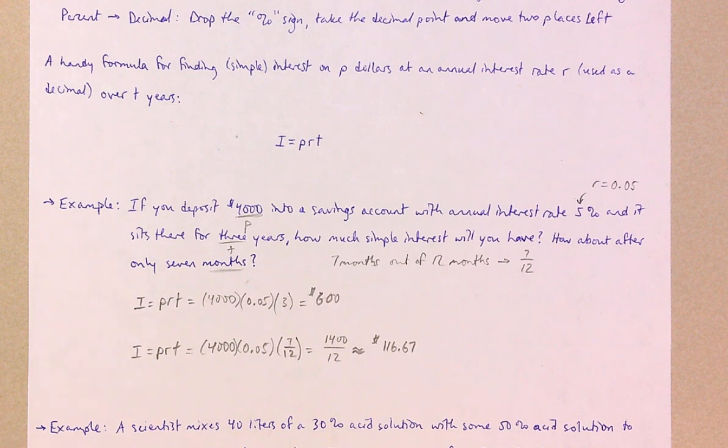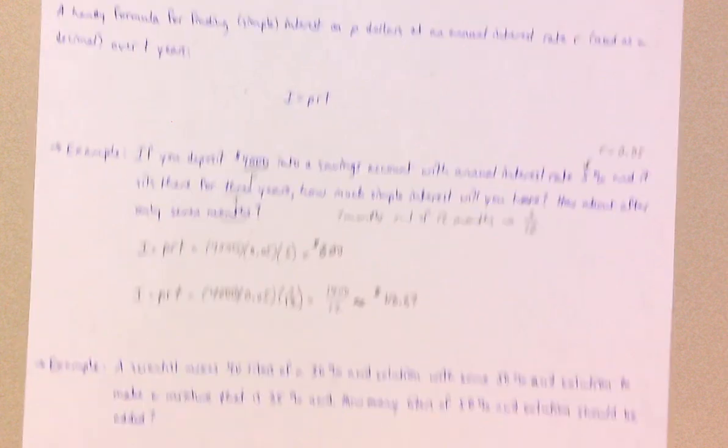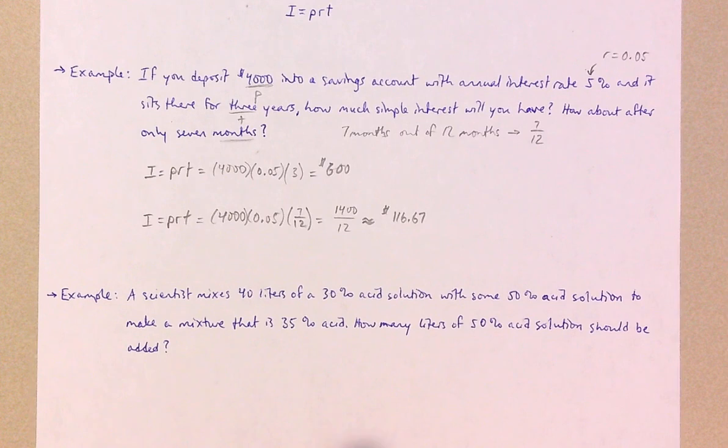Next sample involving percentages. This one will be a bit more familiar with what we had seen from previous videos. A scientist mixes 40 liters of a 30% acid solution with some quantity of 50% acid solution to make a mixture that is 35% acid. How many liters of 50% acid solution have to be added?